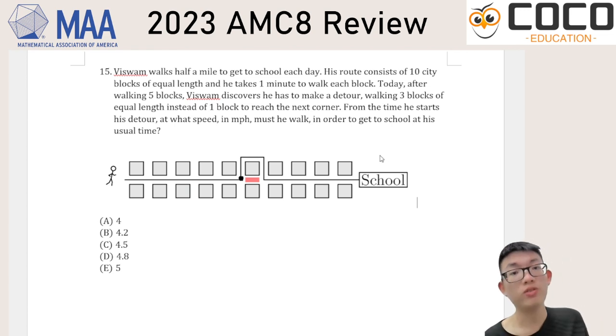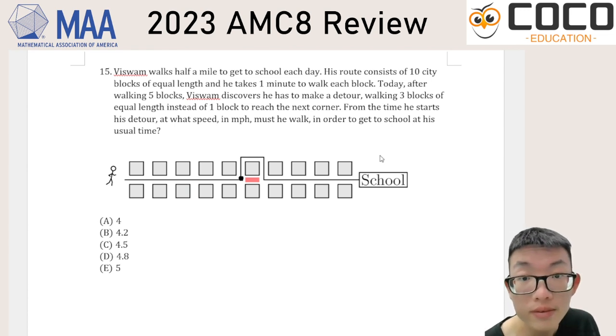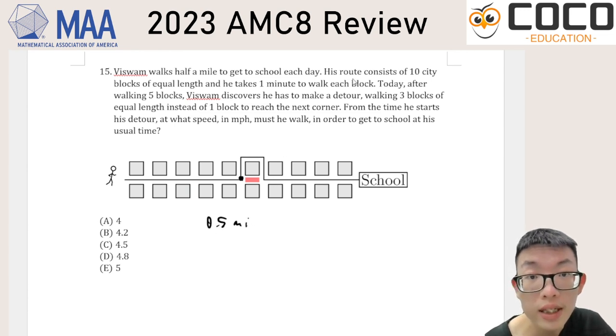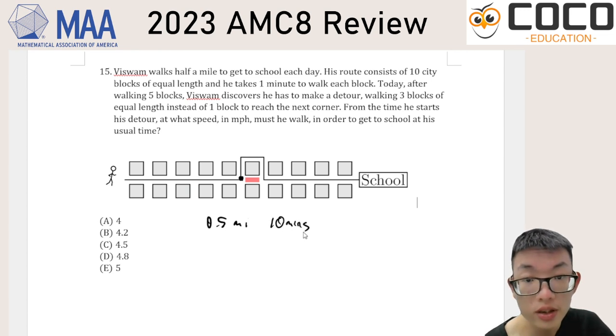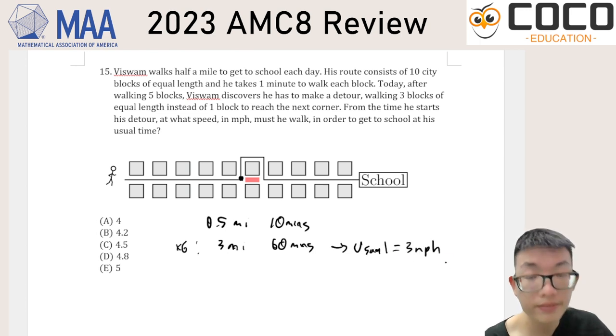But the first thing I want to do is to just find out what's his usual speed. And it says half a mile, and normally he takes 10 minutes. So if I multiply by 6, it means that it's 3 miles in 1 hour, in 60 minutes. So his usual speed is 3 miles per hour.